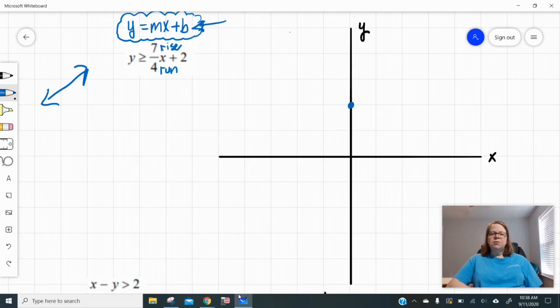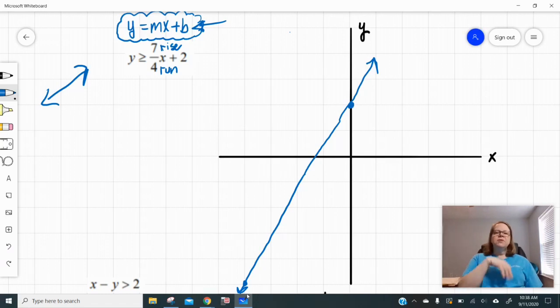So 1, 2, 3, 4, 5, 6, 7, 1, 2, 3, 4. And so I'm going to put a point here, and then we're going to pretend that I can draw a really straight line that actually passes through both points. Extend it just past both of them, and put arrows on both ends. Now I drew a line because I'm graphing. It's just kind of automatic.